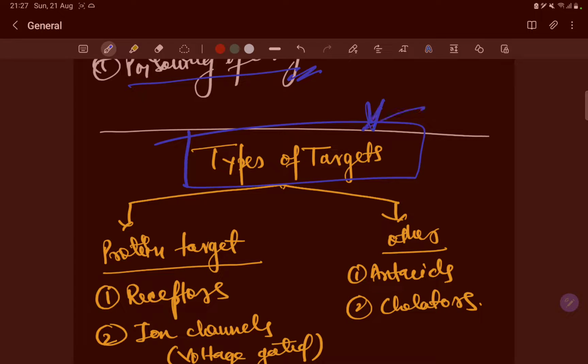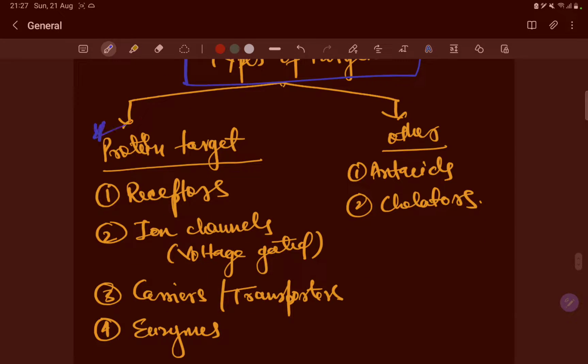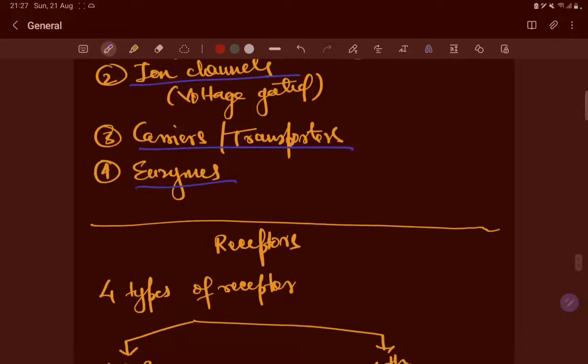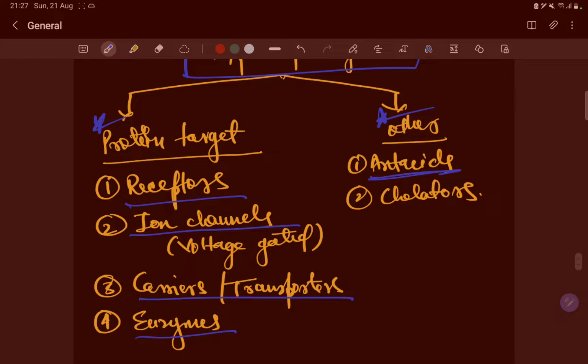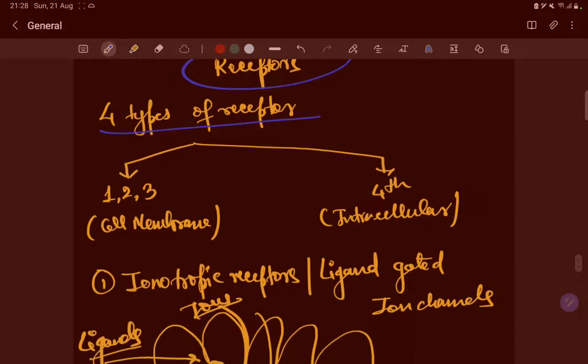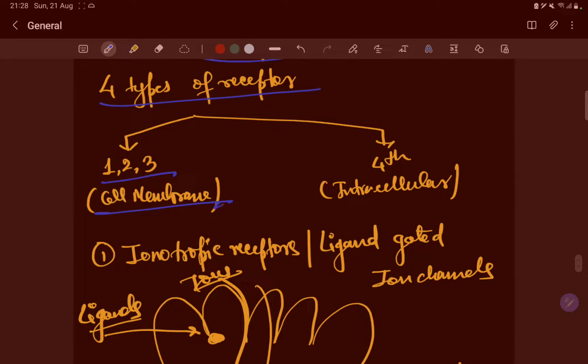Now the types of targets are very important. There are protein targets and some other targets. Protein targets are basically receptors, ion channels, carriers, transporters and enzymes, right? And others like antacids and chelators. There are 4 types of receptors basically. The 1st, 2nd and 3rd are cell membrane receptors, the 4th is the intracellular receptor.